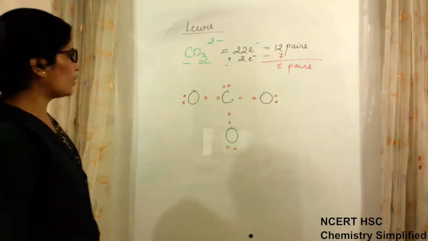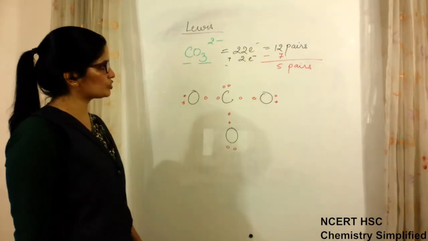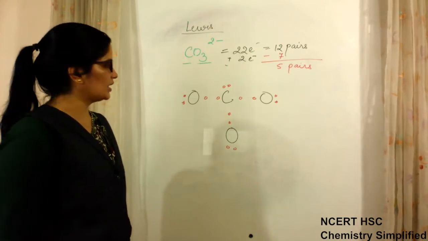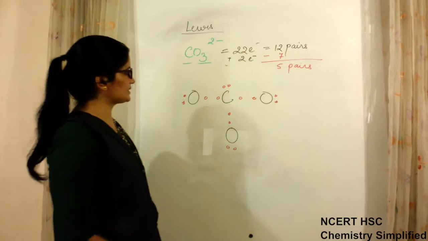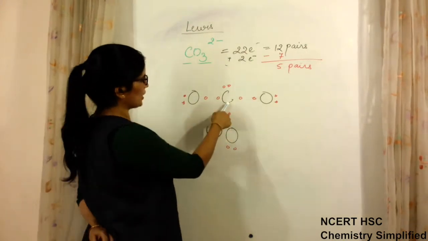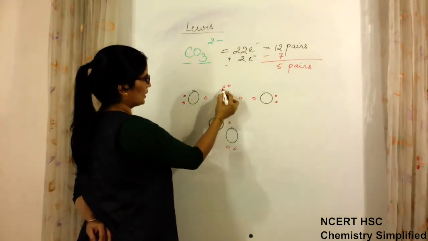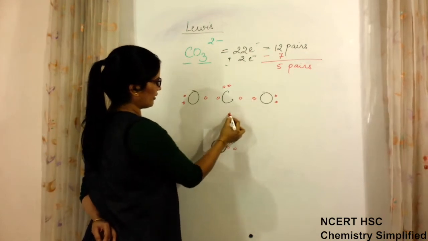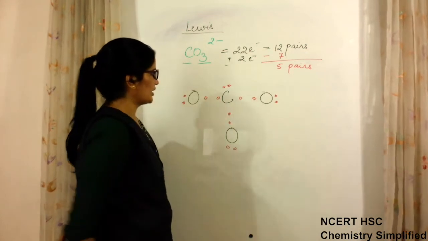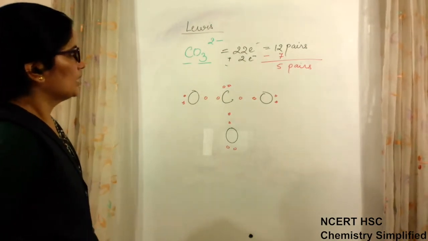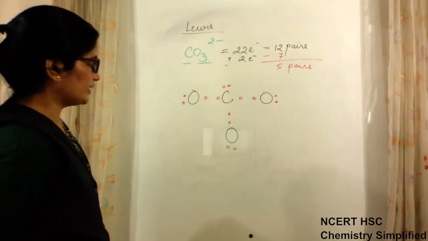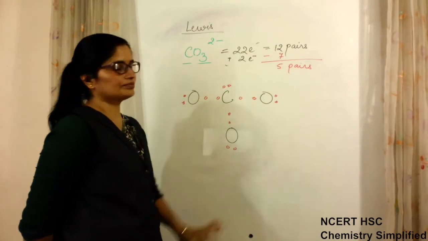Clear? Now we have to see what we can do so that the octet of each is complete. One bond pair, one lone pair, it's simple. You can distribute easily. After that, we see the two carbon atom: 1, 2, 3, 4, 5, 6, 7, 8. Its octet is complete. Okay. So we are left with 5. Octet of carbon is complete.